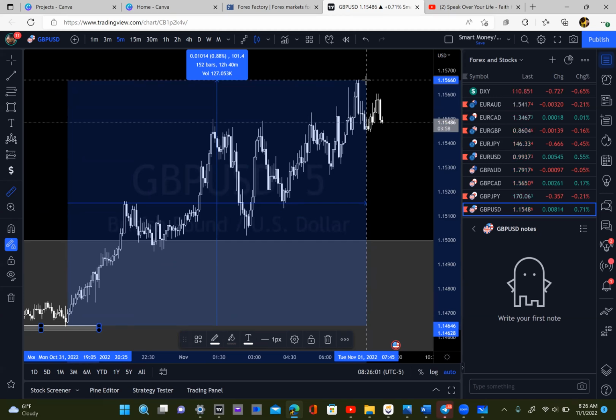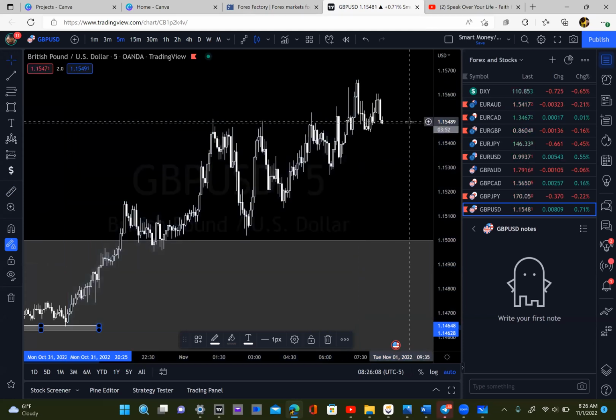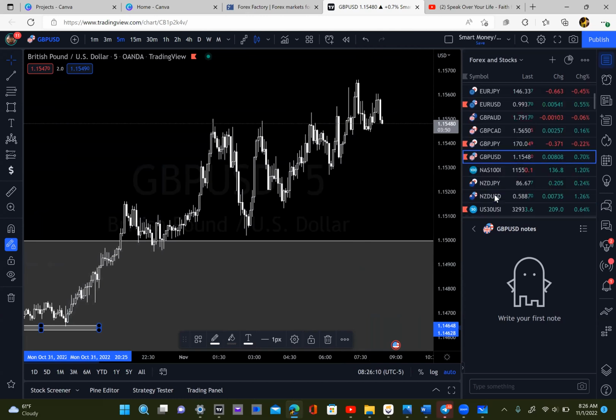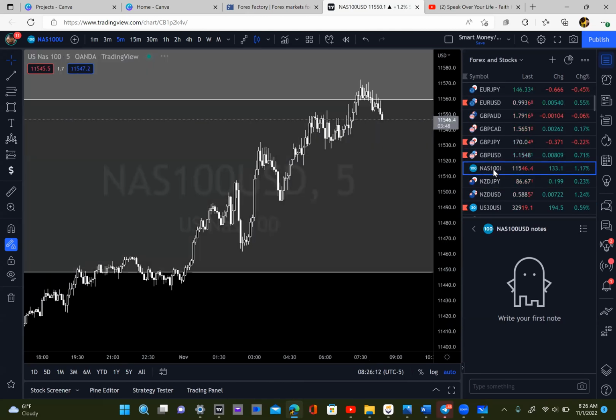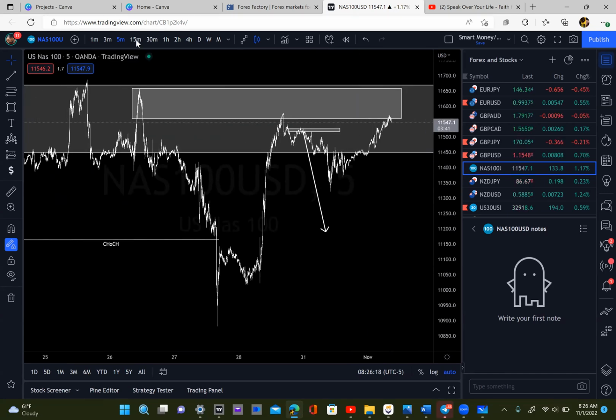101 pips over 12 hours and 20 minutes. Not bad. Not too bad. Not too bad at all. But you see how it's not perfectly accurate, Miss B, but see how accurate it can be? Like, man.